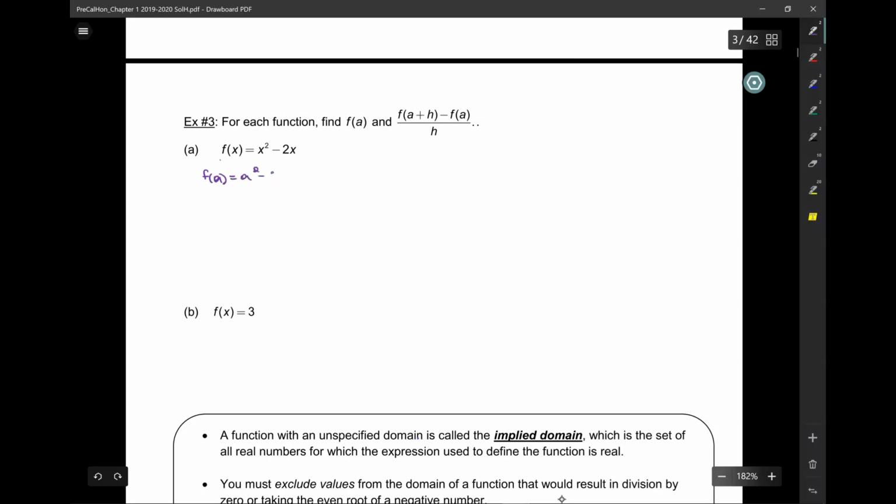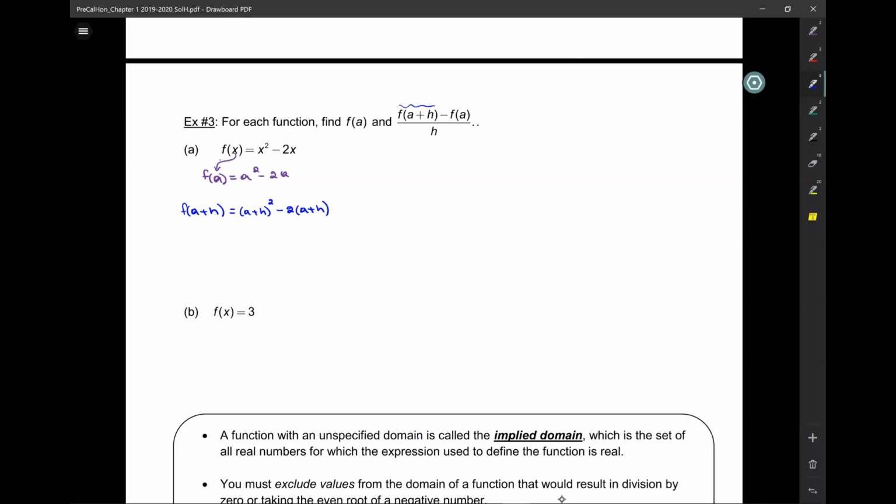A squared minus 2a. So the x just gets replaced with a. So what else do I need? I need f of a plus h. So what's f of a plus h? Now the x gets replaced with a plus h. So a plus h squared minus 2a plus h, over h squared minus 2h.